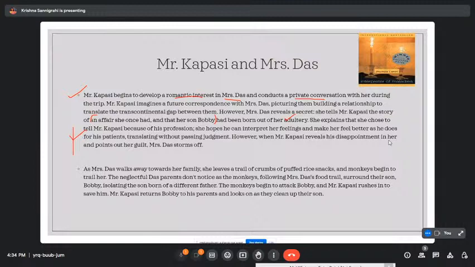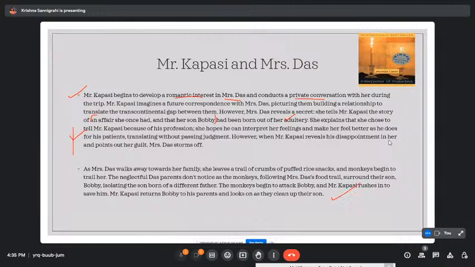As Mrs. Das walks away towards her family, she leaves a trail of crumbs of puffed rice snacks, and monkeys begin to trail her. The neglectful Das parents don't notice as the monkeys following Mrs. Das's food trail surround their son Bobby, isolating the son born of a different father. The monkeys begin to attack Bobby, and Mr. Kapasi rushes in to save him. Mr. Kapasi returns Bobby to his parents and looks on as they clean up their son.